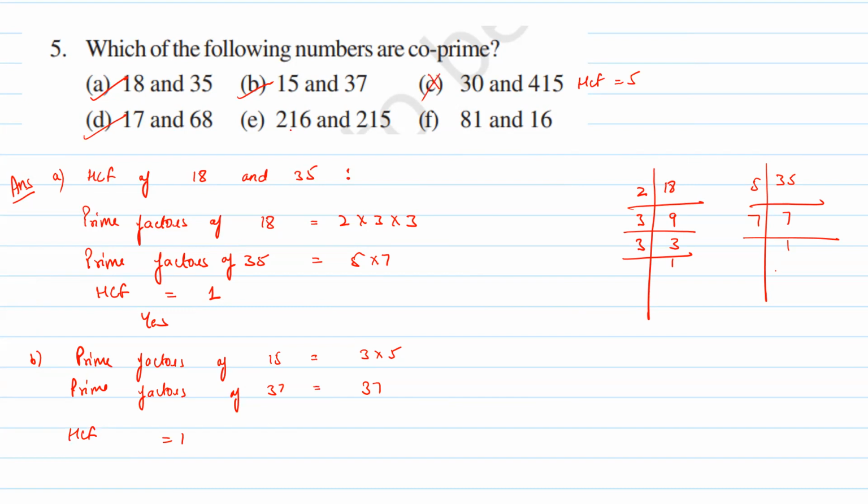If we see 216 and 215, these are consecutive numbers, so the HCF is 1. If we see 81 and 16, the HCF will always be 1, so it is also a co-prime pair. Okay.